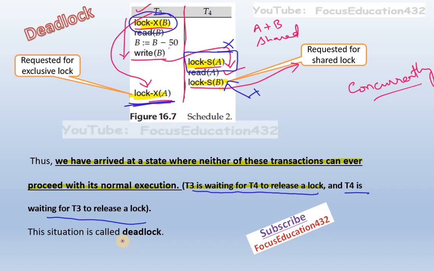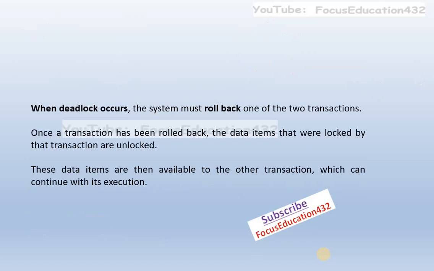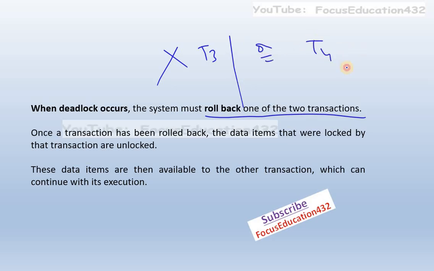So this situation is called deadlock. Deadlocks are bad for database performance because the system cannot proceed. So what is the solution here? When deadlock occurs, the database system detects it. In a routine way, it keeps checking whether any transactions are causing deadlocks. If there is any deadlock, it must roll back one of the two transactions. Either T3, which is partially completed, must be undone, or T4 must be undone. Only one can proceed, right?